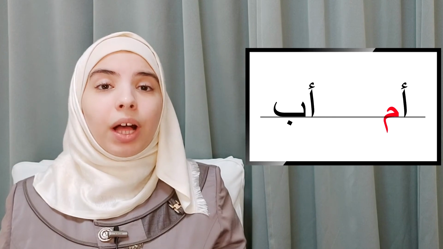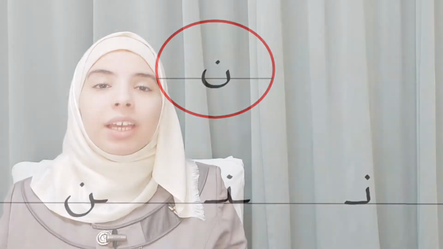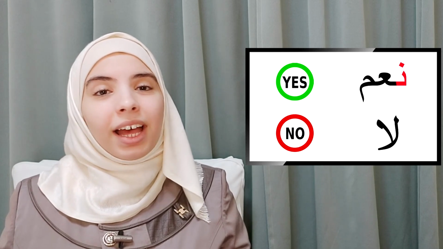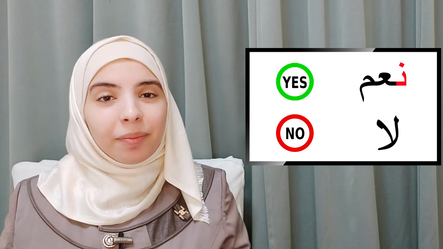Ab. And now, noon. Let's start with the shapes. Noon is pronounced like the letter N in English. Noon, noon. Example, na'am means yes. So today you've learned how to say yes and no in Arabic. Yes, na'am. No, la. Na'am, la. And now to the last letter, ha.